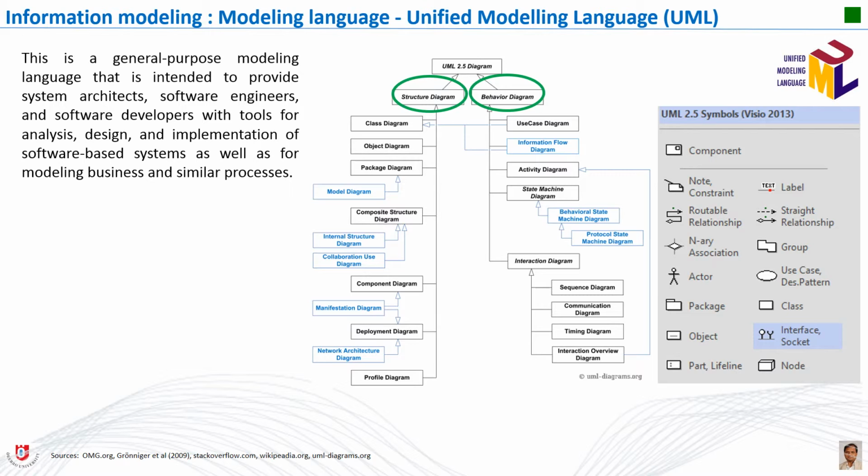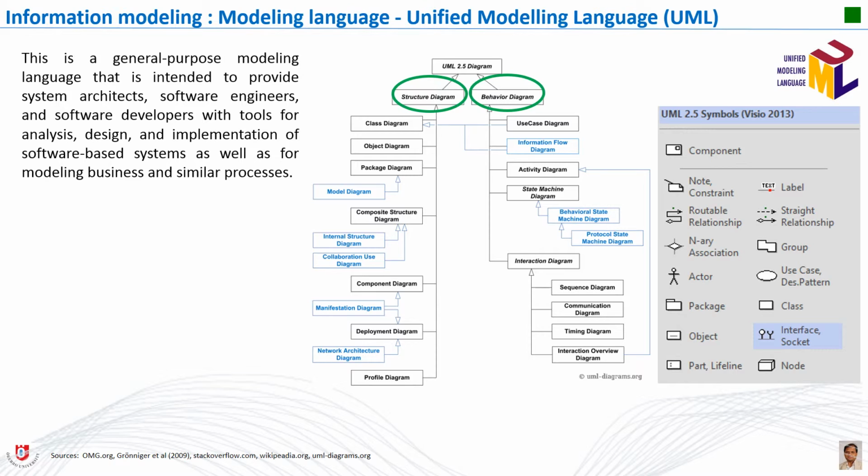Structure diagrams emphasize the things that must be present in the system being modeled. Since structure diagrams represent the structure, they are used extensively in documenting the software architecture of software systems. For example, the component diagram describes how a software system is split up into components and shows the dependencies among these components.